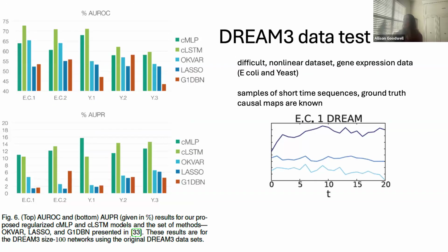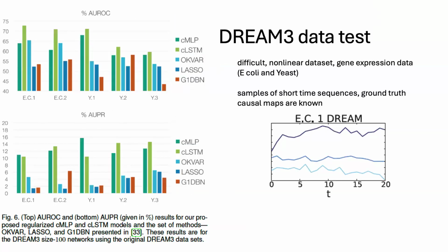And then they also test on this Dream 3 data, which I don't fully understand, but it's a difficult and nonlinear data set with small samples of gene expression data. There's a known causal map, and then they have short sequences of time series data. And then they compare some other methods that I don't remember, but they find that basically the component-wise neural networks do a good job, and have higher scores than these other methods.